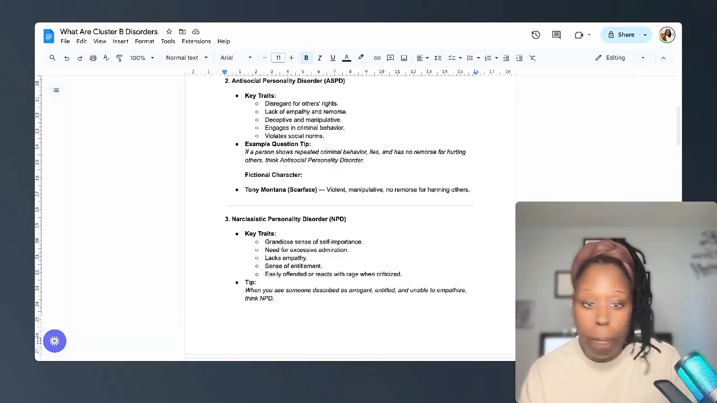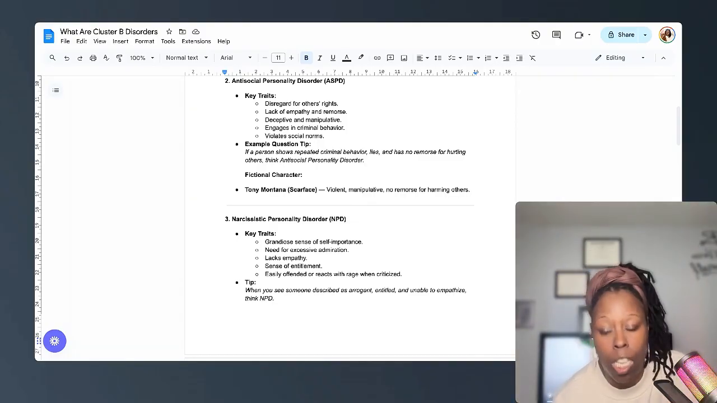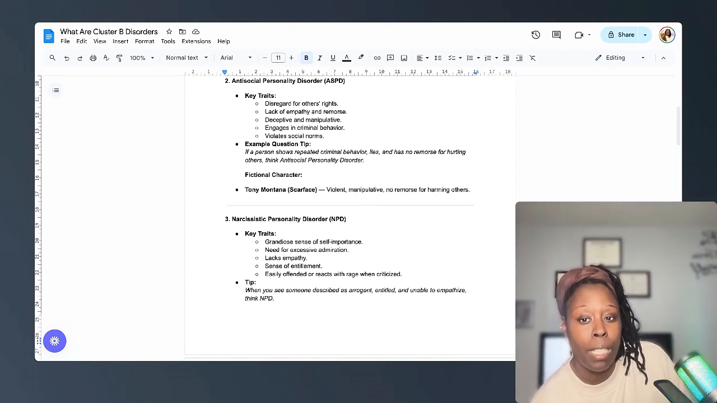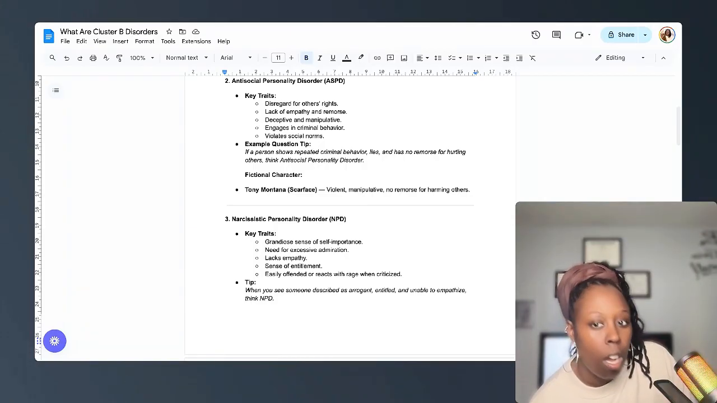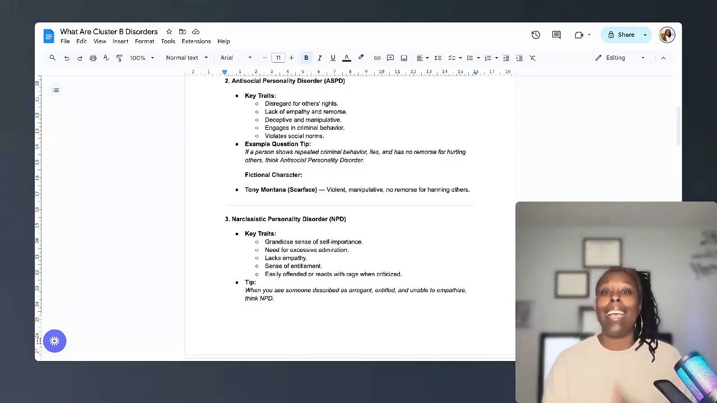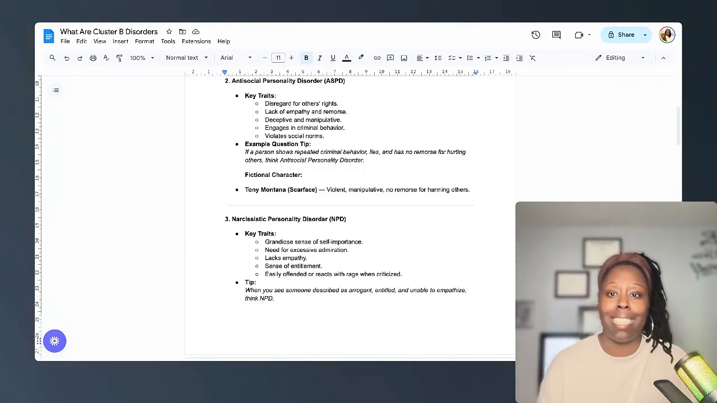He's violent, manipulative, and has no remorse and does not give a damn who he's hurting in the process. So that is the way to think of this. Also, with antisocial personality disorder, you must remember that they must be diagnosed with conduct disorder. Absolutely. So it has to be a time frame. They have to have conduct disorder before they're just outright given antisocial disorder.